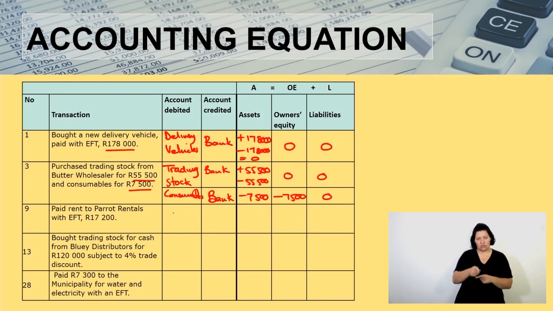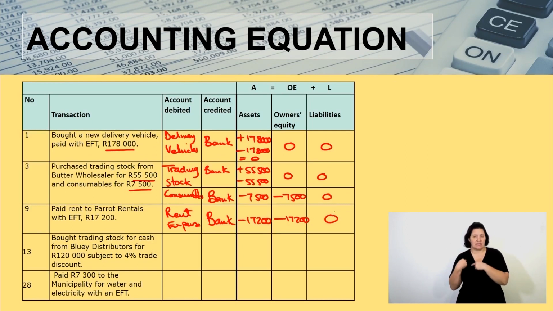Paid rent to Parrot Rentals, and then we paid 17,200. Account debited, it is your rent expense. Rent is an expense, so it decreases owner's equity, minus 17,200. And then account credited, once we are dealing with payments, bank is credited, minus 17,200. That means for your liabilities, there will be no effect in this case.